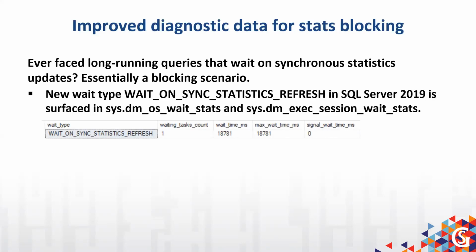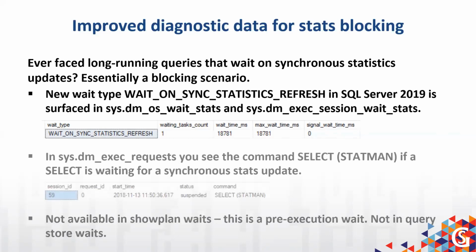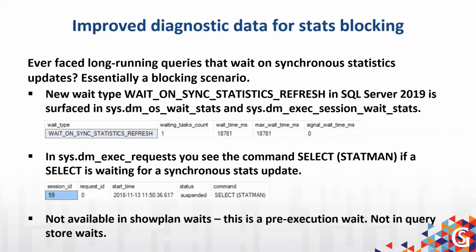And you will be able to see those waits being accrued in sys.dm_os_wait_stats, which means that, for example, the SQL Server Performance Dashboard would be able to surface this one in that historical waits chart that we have there. Now, we also see in sys.dm_exec_requests, if you see a request waiting on this sort of operation, you will see the command there showing like this.